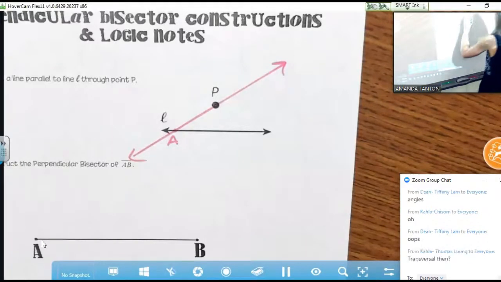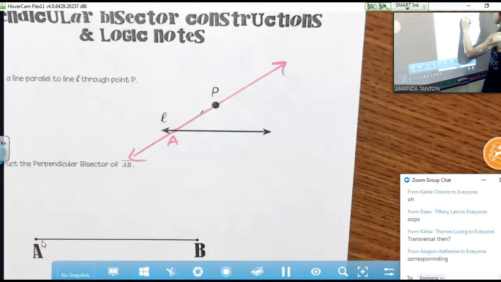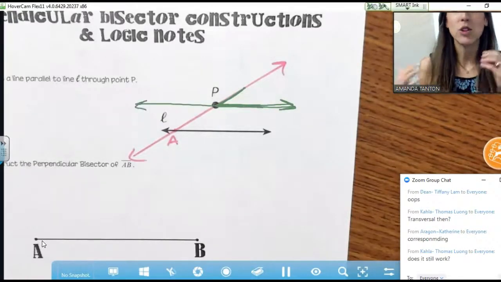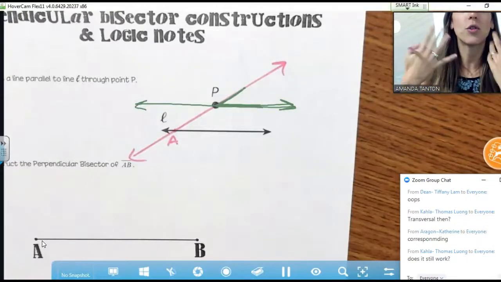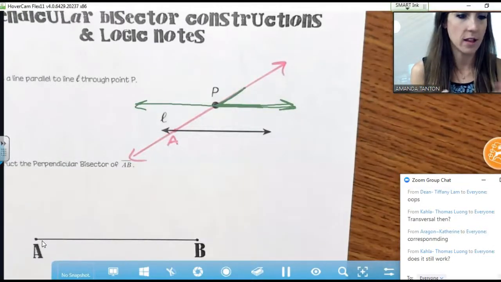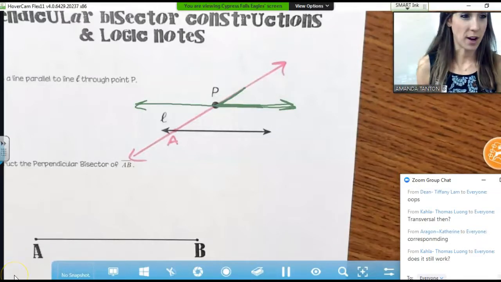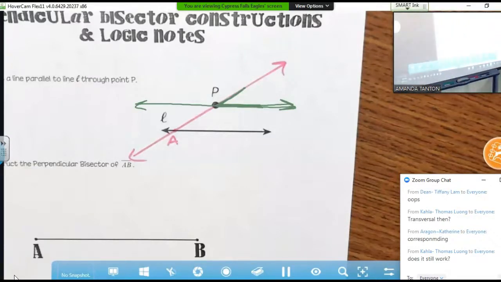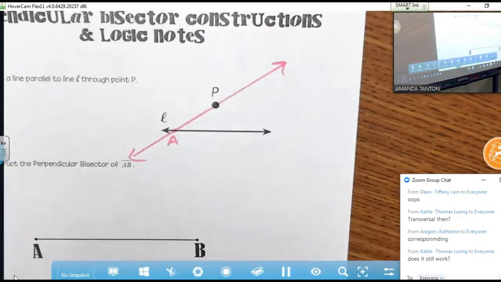So what we did last time was we took this angle, we copied it onto here, we copied the angle, and then the bottom of that angle, that bottom ray, ended up being our parallel line. So we used corresponding angles to construct parallel lines. I'm going to do this construction very quickly. It's just a review. You will not be required to construct on the test, but you will be required to know where the construction came from.